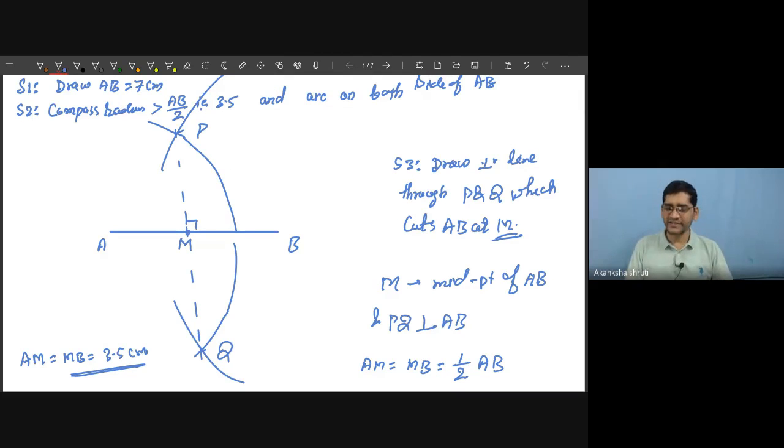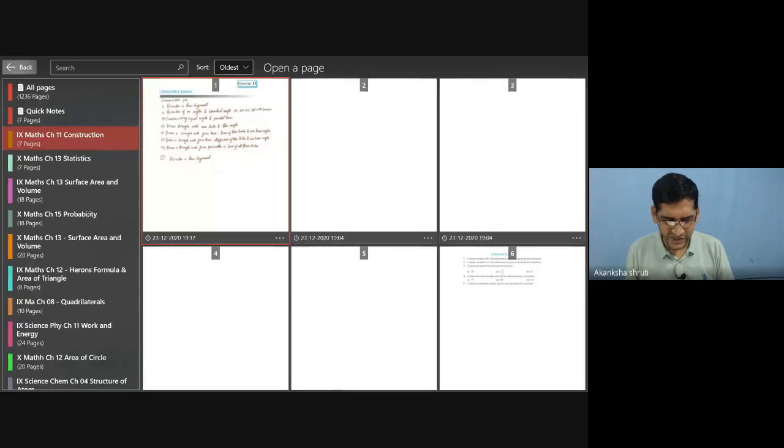Okay, so this was the first construction. Wherever you are given, you have to do this construction. This thing you have to do in pencil. Be careful. Now let us go for the other kind of construction.